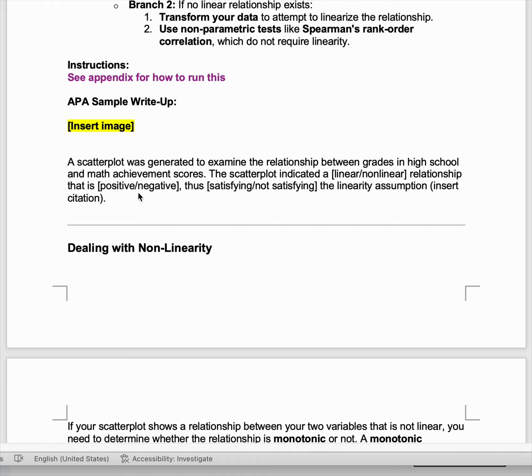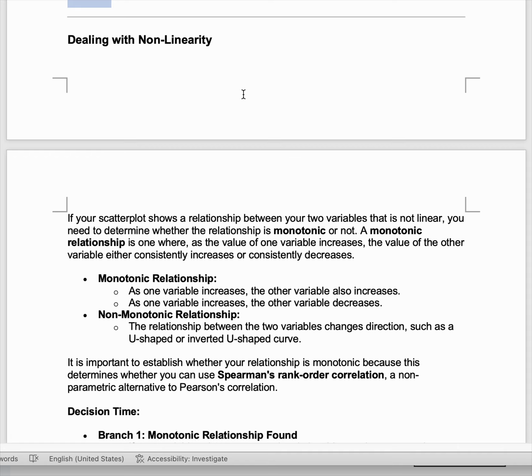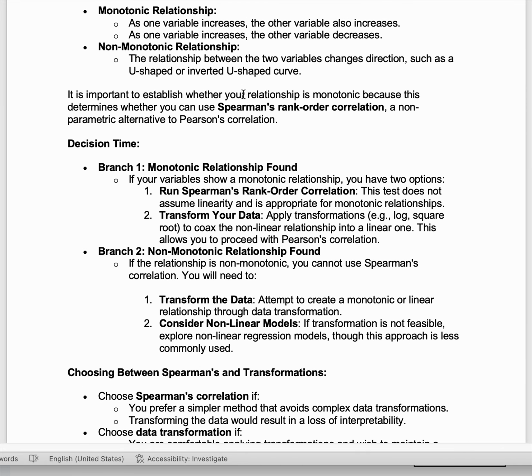That is positive, negative, thus either satisfying or not satisfying the linearity assumption. And here you're going to need to cite a textbook. So your SPSS book is a perfect textbook to cite to let people know that that's where you're getting the assumption from. I have some more information on dealing with nonlinearity, but basically here's what it comes down to. If it's nonlinear, you do Spearman's.